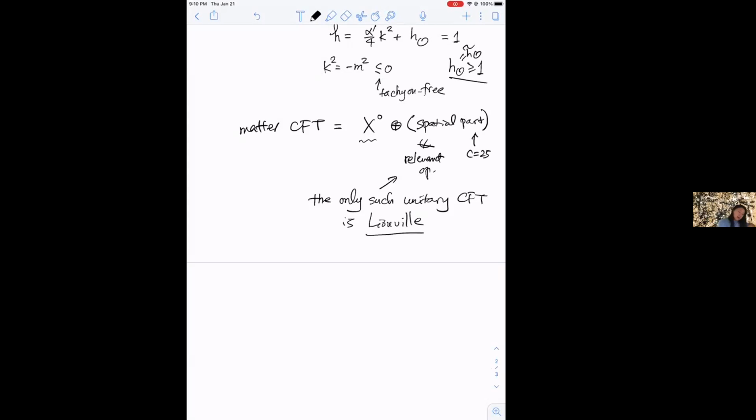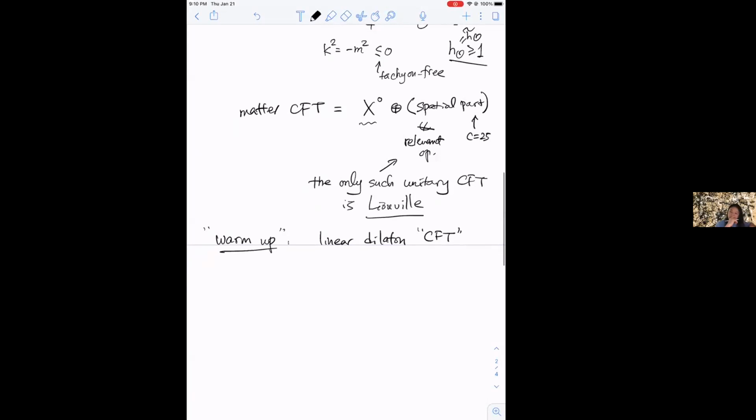Okay, so now as a warm up, I'm going to discuss the so-called linear dilaton theory. I wrote CFT in quotation marks because as we'll see, it's only a CFT in some kind of generalized sense. It doesn't obey some of the axioms we'd like a CFT to obey. Okay, so we start with, let's say, X naught and another free boson. We have the Polyakov action that looks like this.